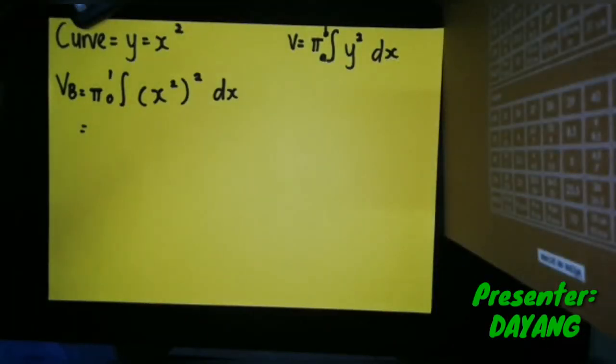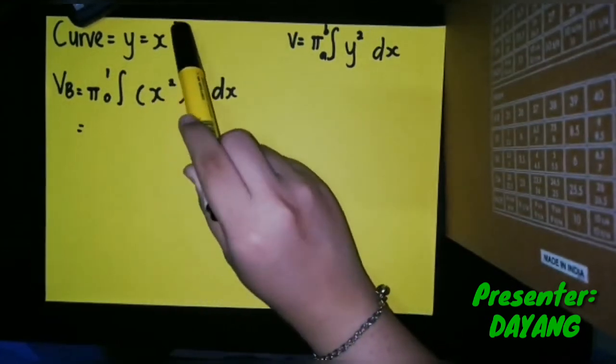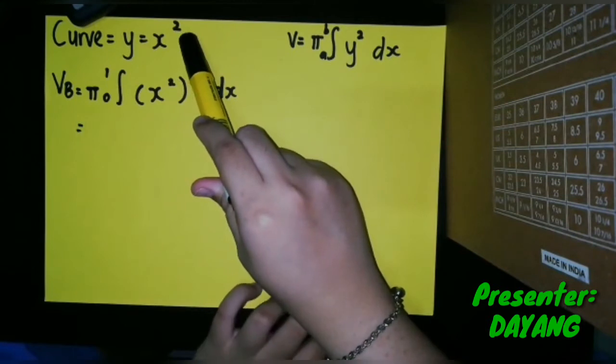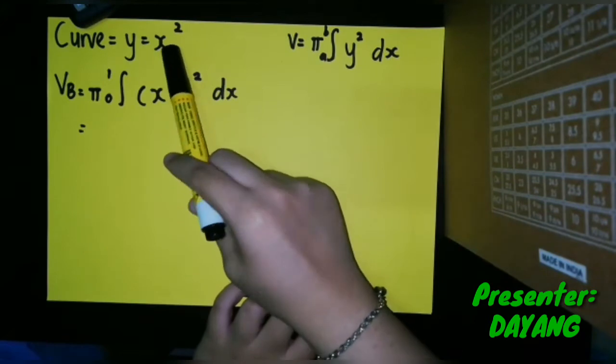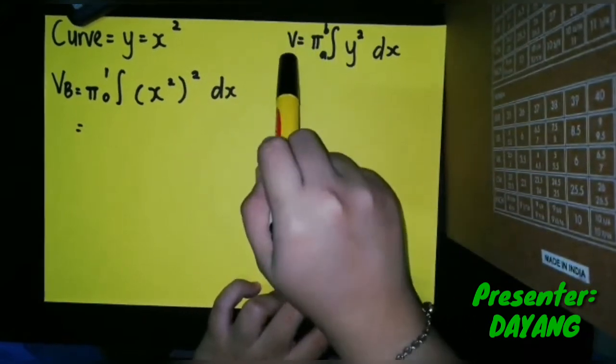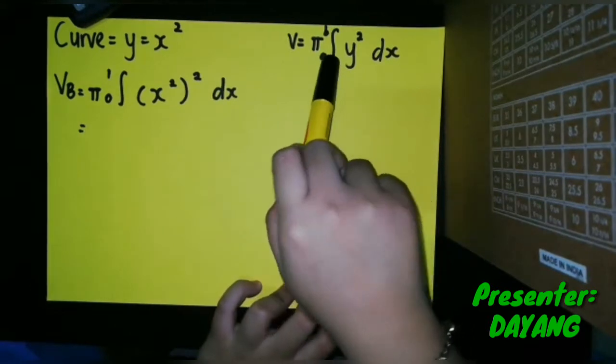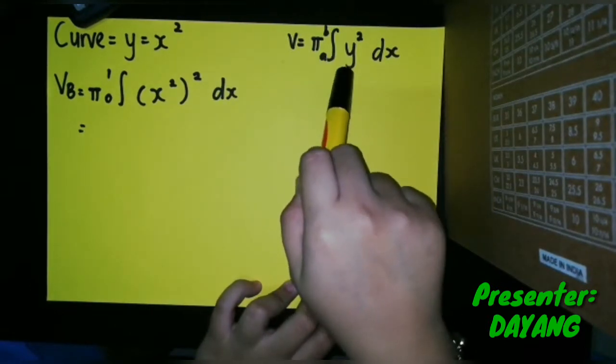To find the volume that is obtained when the shaded region is rotated 360 degrees about the x-axis, the first step is to find the volume under the curve, which the equation given is y equal to x squared. To find the volume, we must insert this equation into this formula, which is volume equal to pi, the limit given, integrate y squared dx.